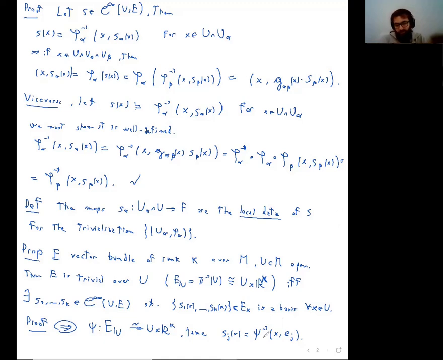And for the other direction, the idea is to use this s_j as a basis, and this basically gives us coordinates, and coordinates is what gives us R^k. So let's see it in more detail. So this direction. We take a vector v in E_x, then of course there exist a_j in R such that v is the sum from j equals 1 to k of a_j s_j(x), and they're unique, of course, because we say that s_j(x) is a basis.